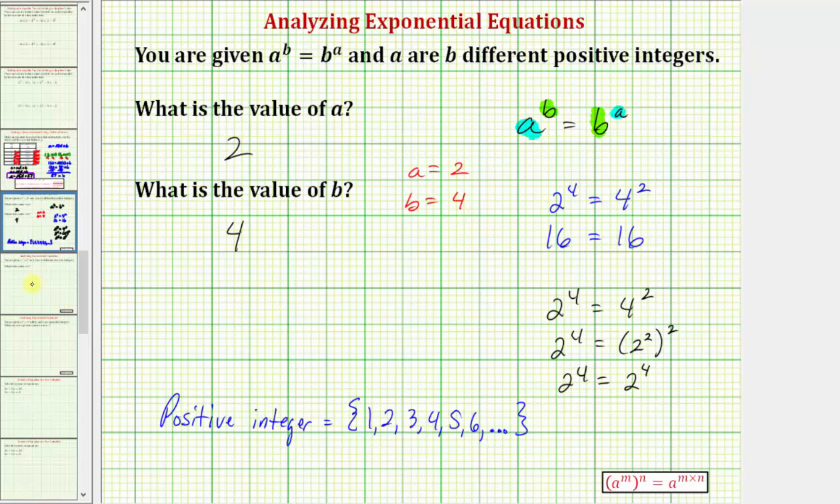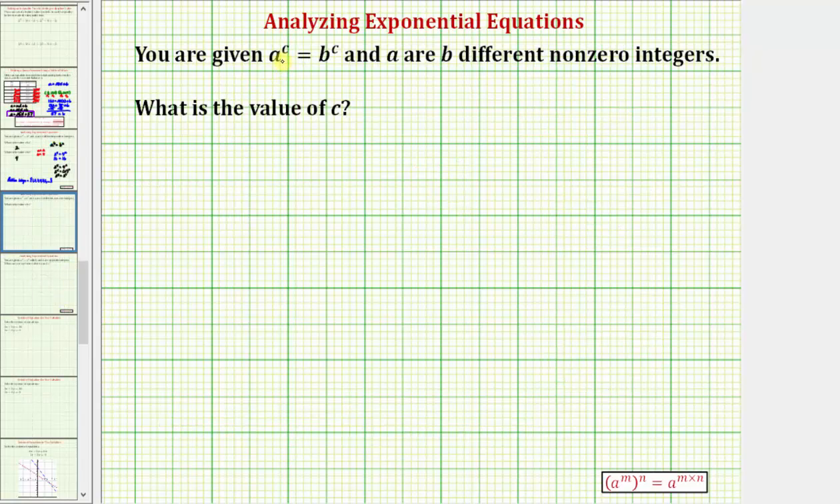Let's look at another example. Here we're given a to the power of c equals b to the power of c, and a and b are different non-zero integers. So if we look at the equation a raised to the power of c equals b raised to the power of c, notice how here the two exponents are equal to each other, but the bases, we're told, are different non-zero integers. So how can we have different bases and the same exponent and these two expressions be equal to each other? That's only going to happen with one value of c, and that's when c is equal to 0.